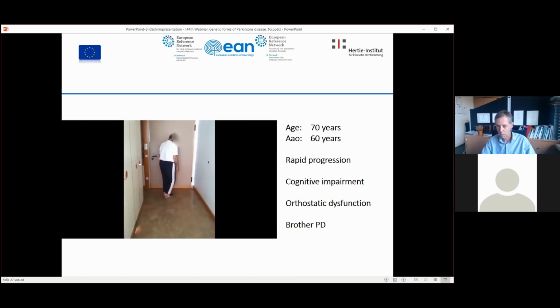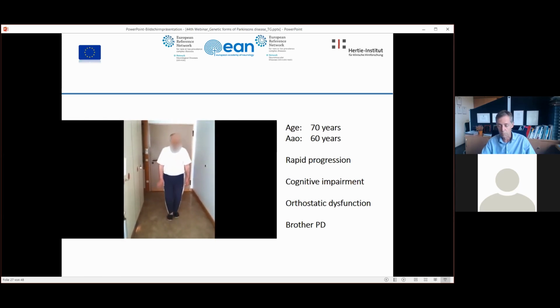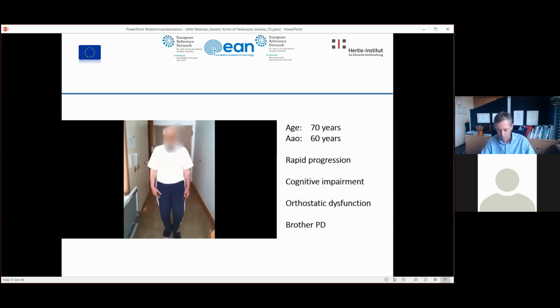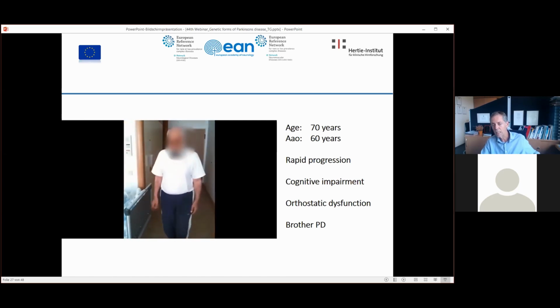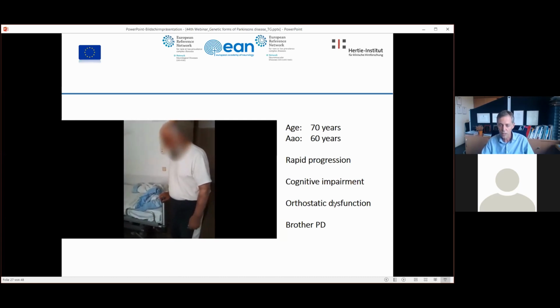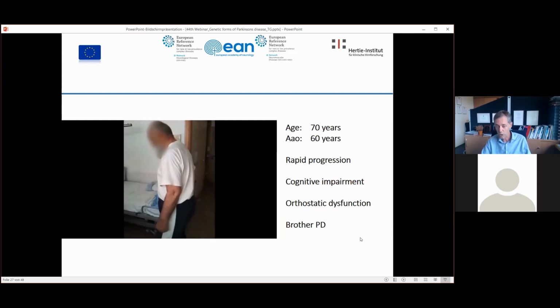At that point, he's on medication, but you can see his very small steps, he has severe resting tremor. He also had cognitive impairment, also orthostatic dysfunction. So when he's standing for a longer time, his blood pressure drops. And his brother had Parkinson's disease. So he's a patient with complicated, relatively rapidly progressing Parkinson's disease with cognitive impairment and orthostatic dysfunction. Think for a moment, what gene could it be?